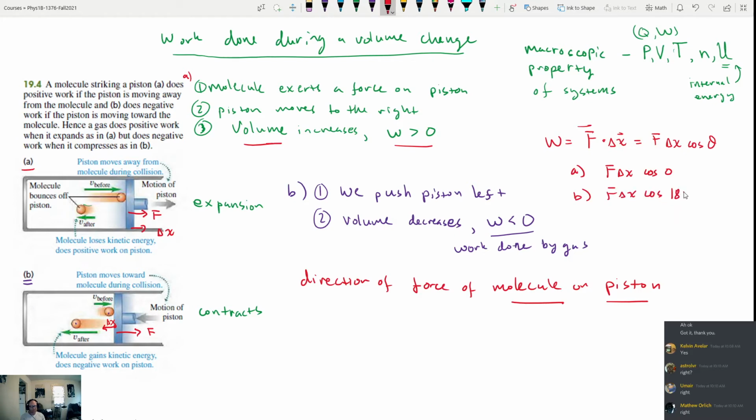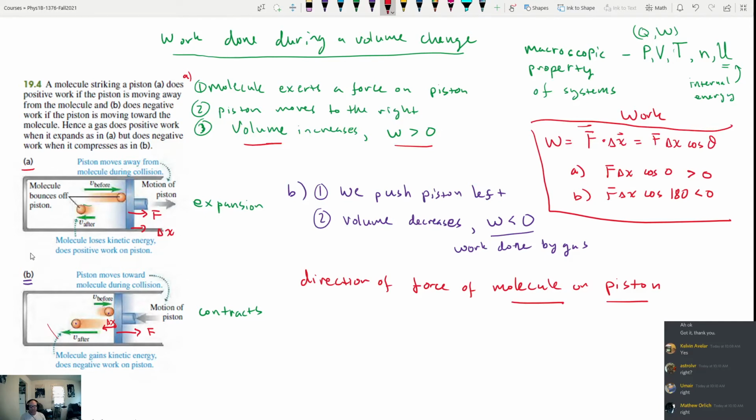It's probably been a while since you did this stuff, but this is a little refresher on work. Work is positive when force and displacement are in the same direction. When they're parallel, the angle between force and displacement is 0. When they're anti-parallel, the angle between them is 180, and cosine 180 is negative. So this is less than 0, and this is greater than 0, because cosine 0 is 1.